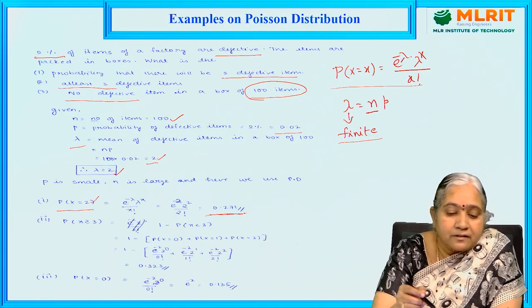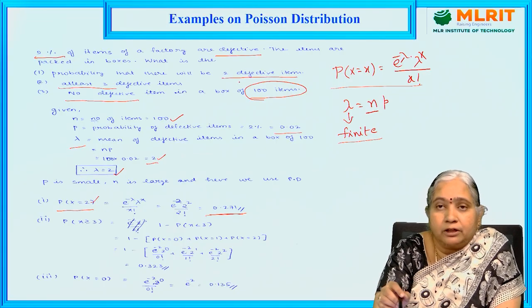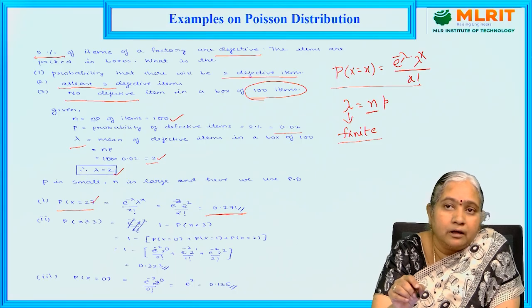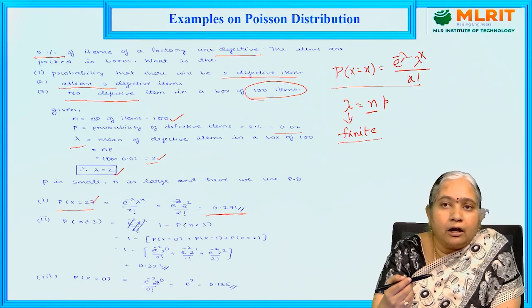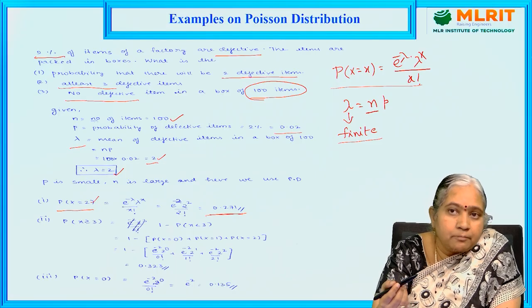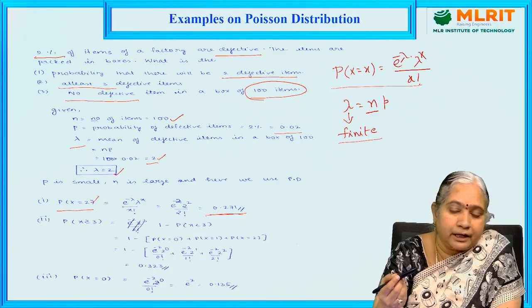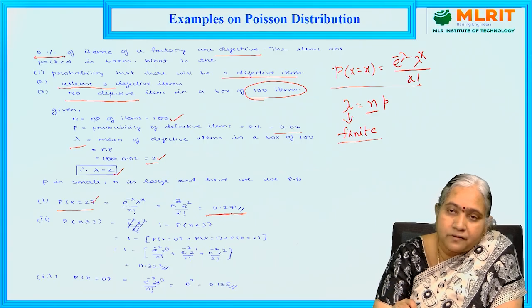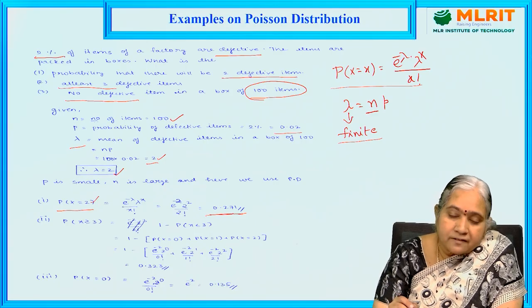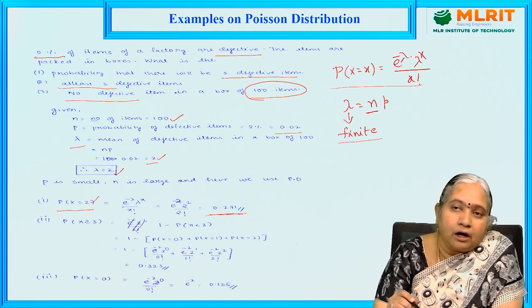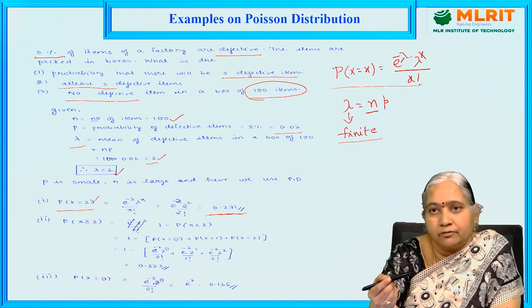So what is the probability that there will be 2 defective items out of 100 items? There is a 0.271, or 27%, chance that out of 100 items, 2 defective items are there.